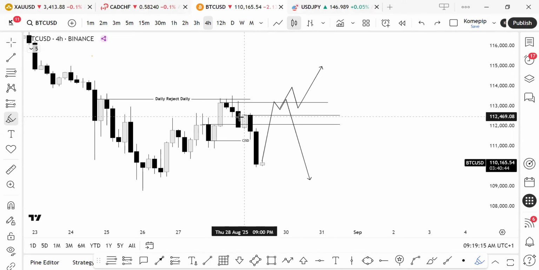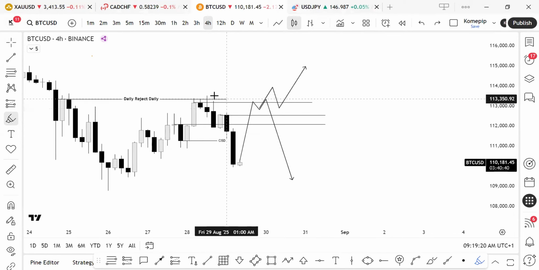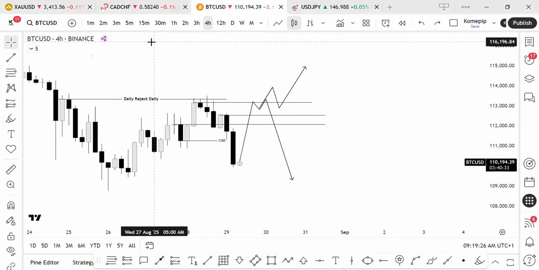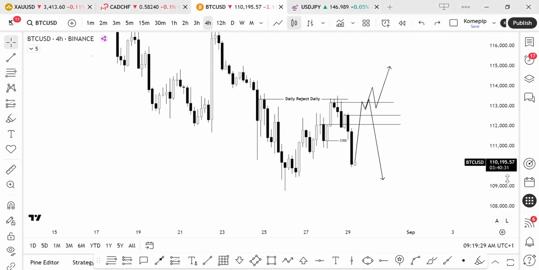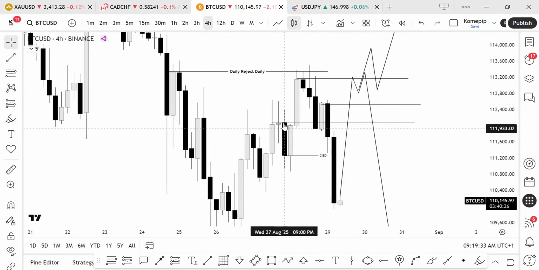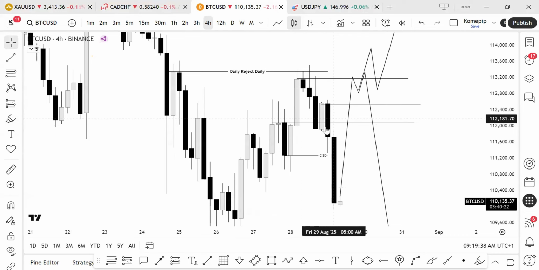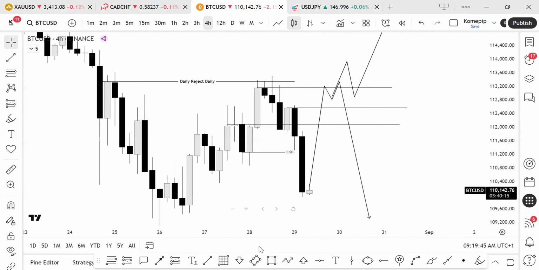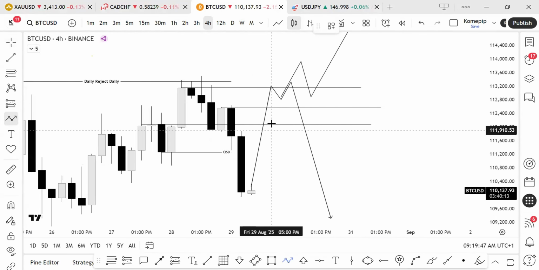Right. So this is our highest probability zone. The reason is simply because this zone has been used already. This would have been our highest, but it has been used already. These have been used, these have not been used. So this is also fresh. This is fresh. So basically, what I will say is this: if price comes here, look for confirmation around this level.